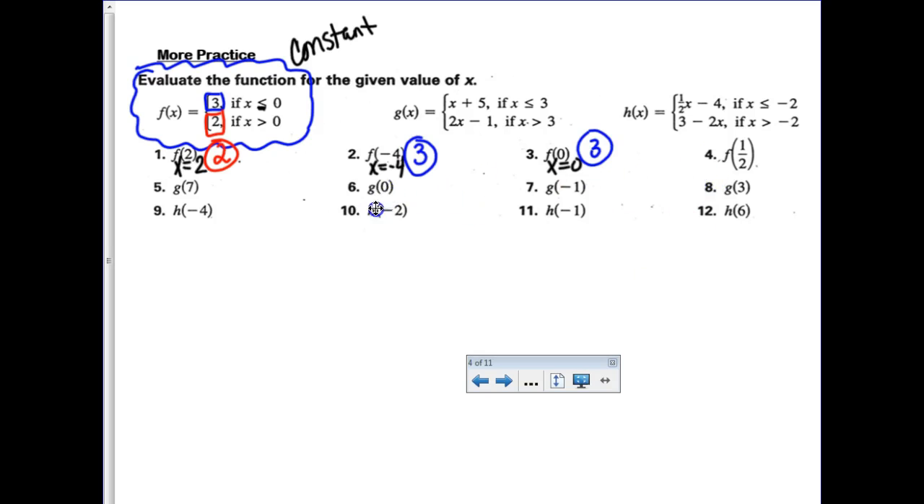Well, 6 is a different function. Be careful, it's g. We'll get there. All right, and then function f evaluated at 1/2. So when x equals 1/2, is that less than 0 or greater than 0? That's greater than 0, so going to that function, I get a 2. Very good. So constant functions, while they are weird, they are horribly easy to evaluate.